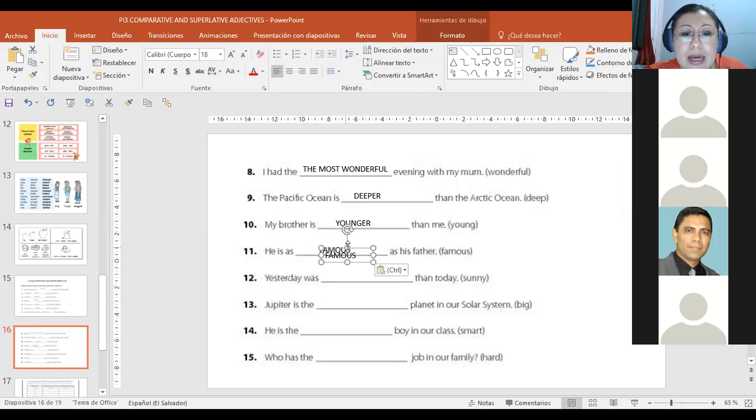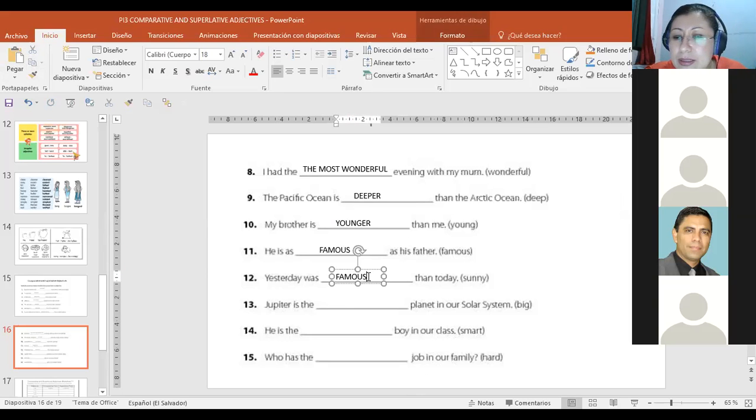Okay, very good. Number 12. Volunteer for number 12. Me, teacher. Okay, Julie. Yesterday was sunnier than today. Sunnier, right? We change the Y for I and add E-R, right? Yes. Sunnier. Yesterday was sunnier than today.